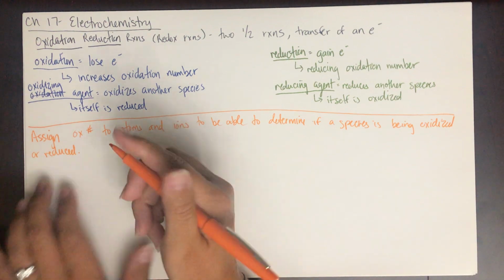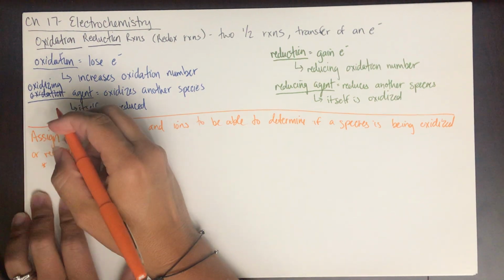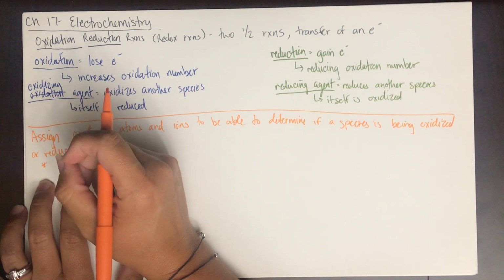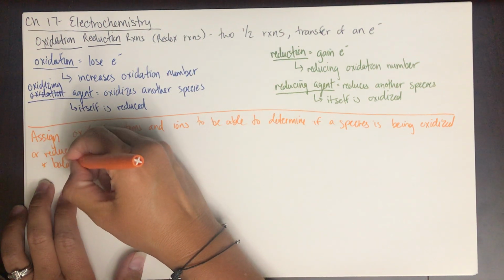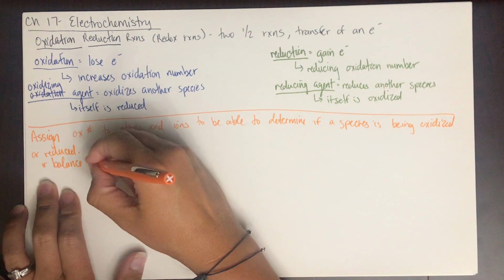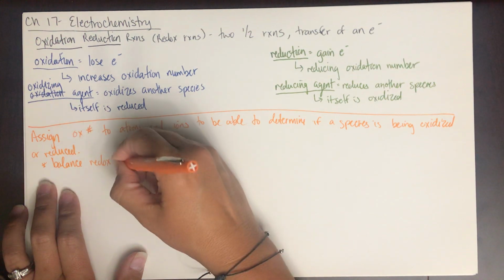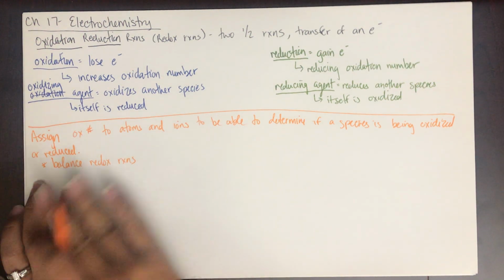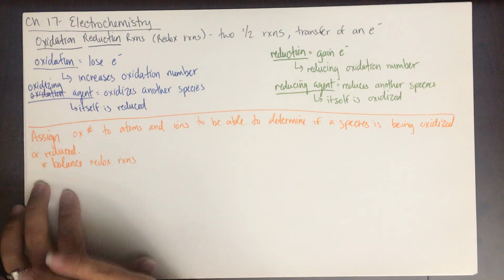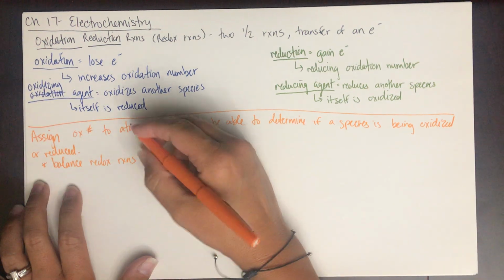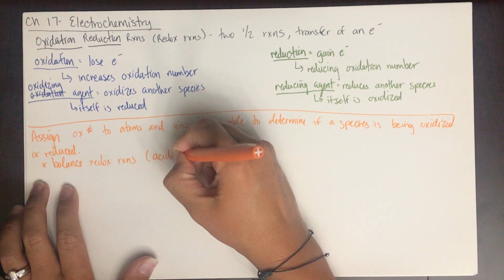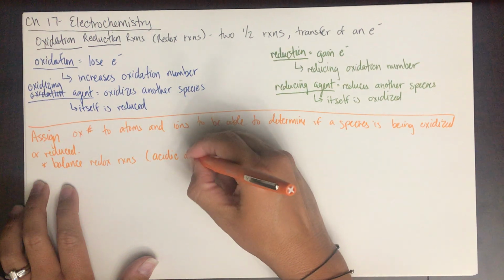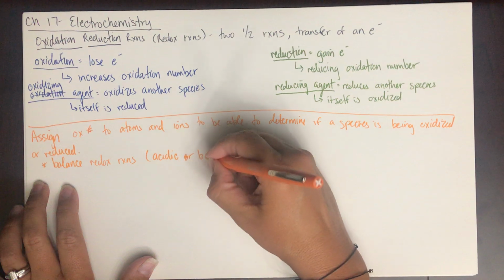And then what we're going to do later is we are going to balance redox reactions. We'll talk about just balancing regular neutral condition redox reactions first, and then later we'll talk about balancing redox reactions in acidic or basic conditions.